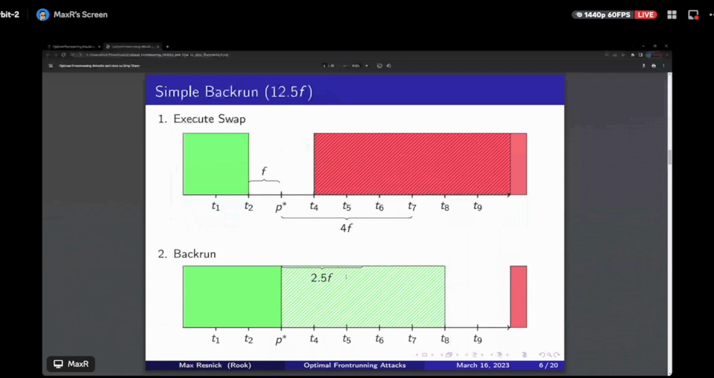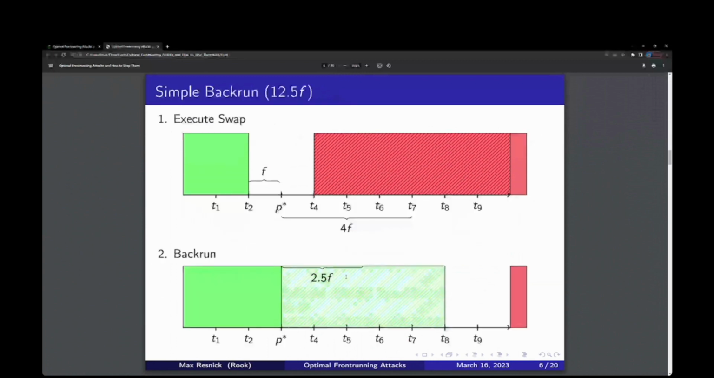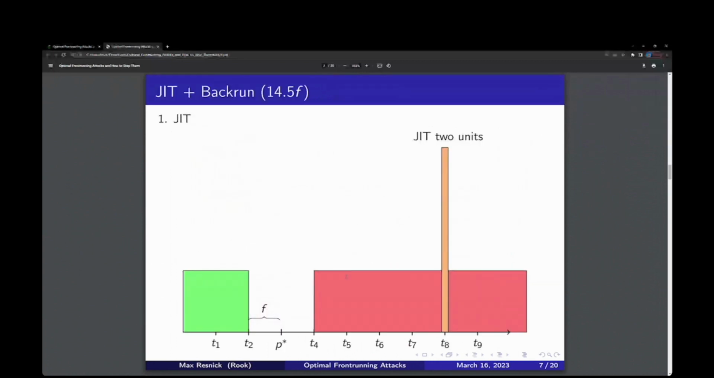So front running exists. The front running effect, without the JIT, exists on every DEX. The cool thing about this attack is the trader set his slippage tolerance to 0. So we shouldn't expect that front running is possible, but it's actually possible thanks to JIT. JIT is an attack that only exists on concentrated liquidity.